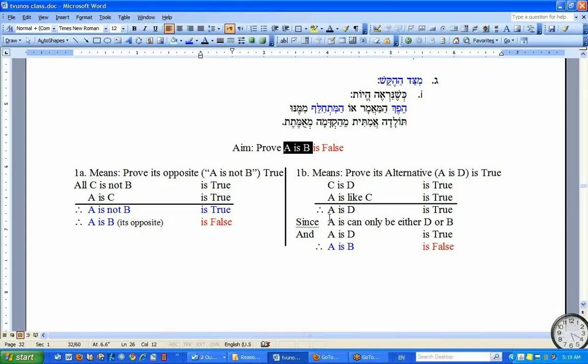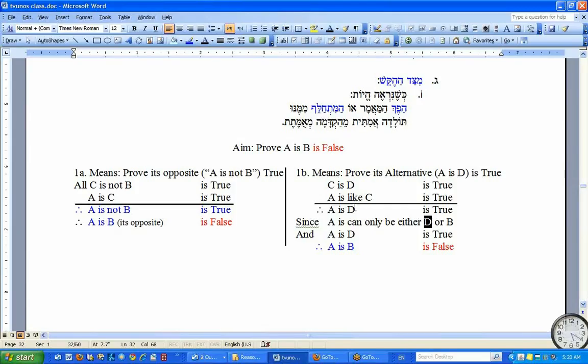Okay. So if A can only be D or B, let's say A can only be D or B, correct? And if I prove that it's not D, then what must it be? It has to be B, right? So that's what we're going to do. And it's just that the spelling of it out can get a little confusing, but it's actually very, very simple logically.